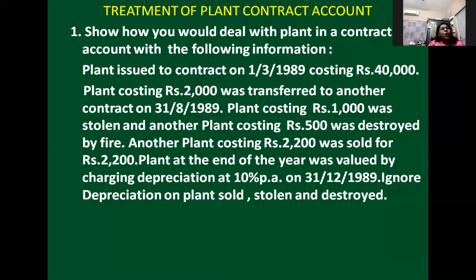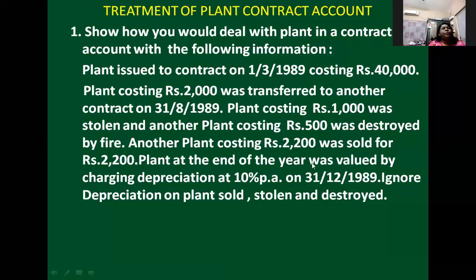Another plant costing rupees 2,200 was sold for 2,200. What is the original cost? 2,200. The sold value is also 2,200. That means there is no profit or loss. So we can just credit this amount 2,200 on the credit side by bank account. Within the brackets, we can mention plant sold. Look at the next information.